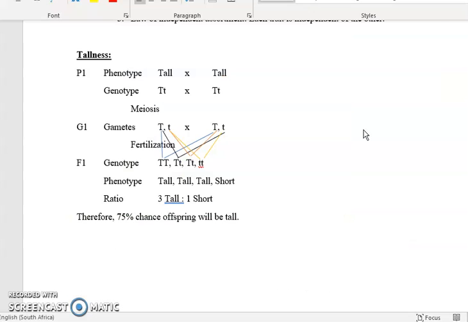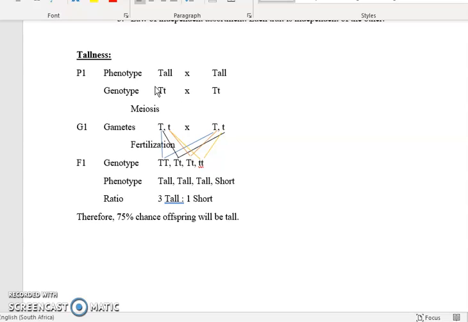Okay, so we're going to look at our example for tallness. We've already said the capital T meant tall and little t meant short, but you should write a small key in the corner. So we always start with our P1 generation, which is our parent, and we always start with the phenotype. Don't worry about this. This will be given. It'll tell you Mary and Jake are both tall and this is their genotype.